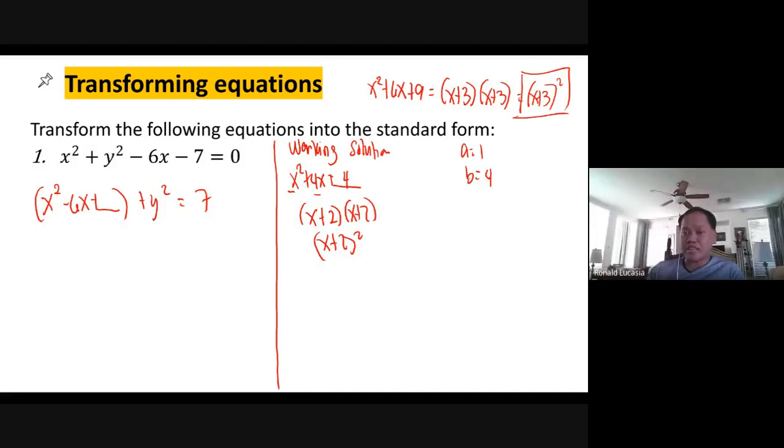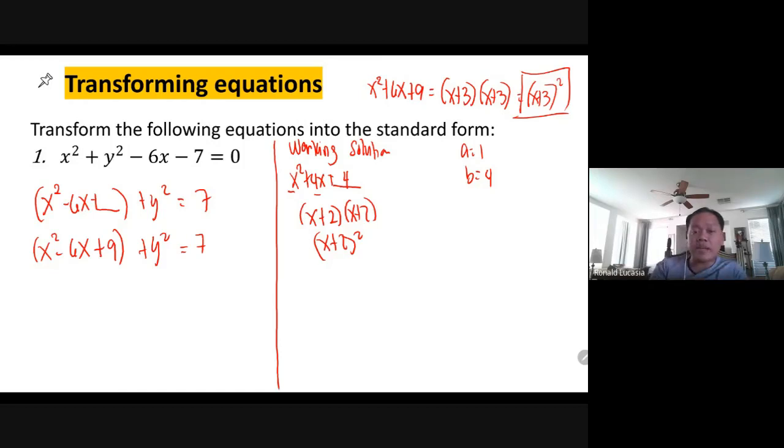Half of negative 6 is negative 3. And when you square negative 3, that's positive 9. Now for y squared, there is no b there, so our b is 0. Half of b is still 0, and 0 squared is still 0. So we'll leave y squared as y squared is equal to 7.